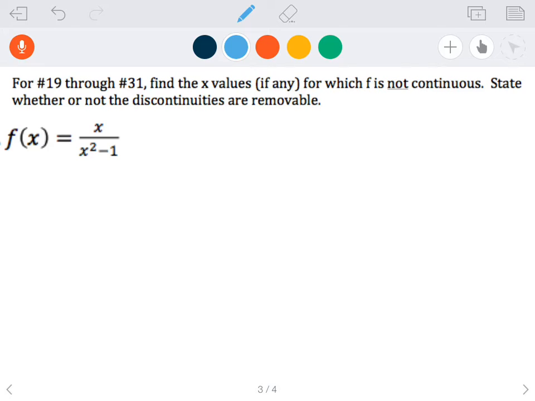Next question. Find the x values, if any, for which f is not continuous. State whether or not the discontinuities are removable. If I can remove it, that means that I've got a hole. If I can't remove it, that means I have a vertical asymptote. And the way that you remove discontinuities is by canceling with something that's in the numerator. And so the first thing I always want to look for is, can I factor anything? And I see that, yeah, I can factor that denominator. It's a difference of squares. So I can say x plus 1, x minus 1.